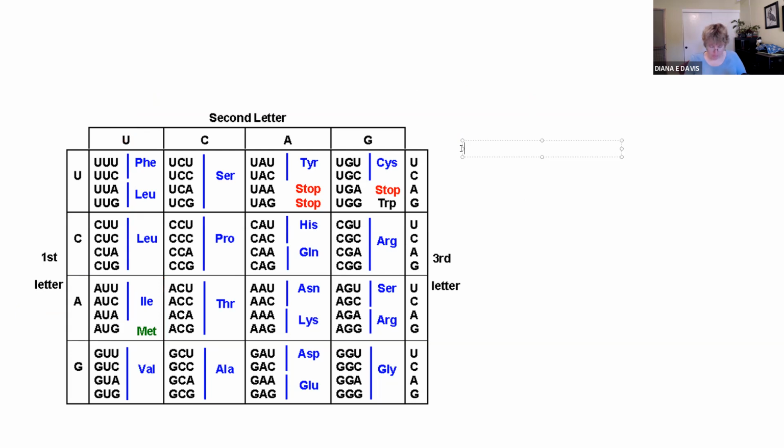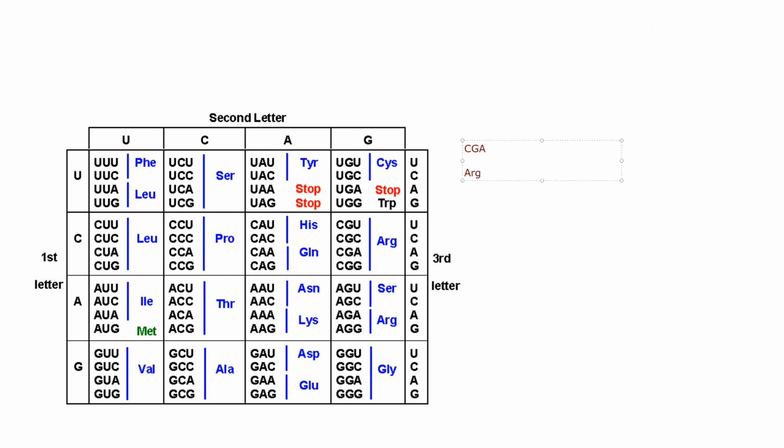All right, so we've done AUG. Let's do CGA. Which row do I use? One, two, three, or four? Two. Two, exactly. This row. And now which column do I need? One, two, three, or four? The fourth. Four, good. So we have CGA, and that codes for? Arg. Arg, arginine, a pirate's favorite amino acid.